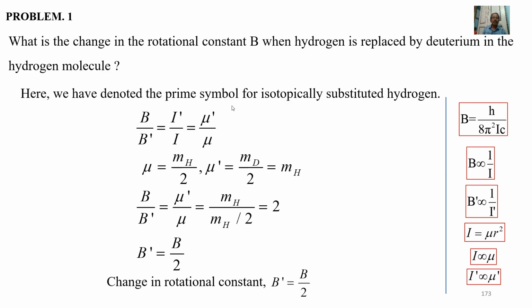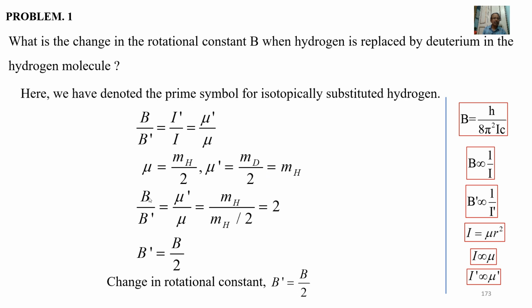In the problem it is given that mu equals mH divided by 2, and mu dash equals mD divided by 2. D stands for deuterium, H stands for hydrogen. So mu dash equals mD divided by 2, which is equal to mH, since mD divided by 2 is nothing but mH.